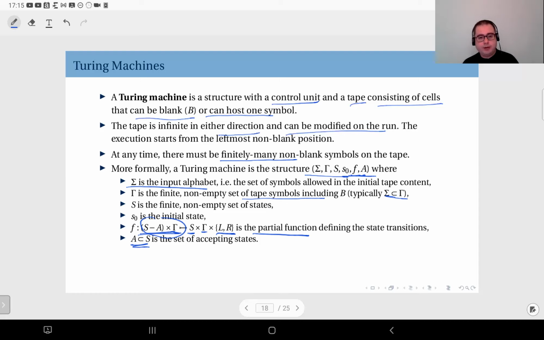And one more remark here, the direction is usually defined as left and right, but it can sometimes also include no movement. Okay, so you can move one cell towards the left, one cell towards the right, or you can stay put at the same location. But that formulation is not widely used.